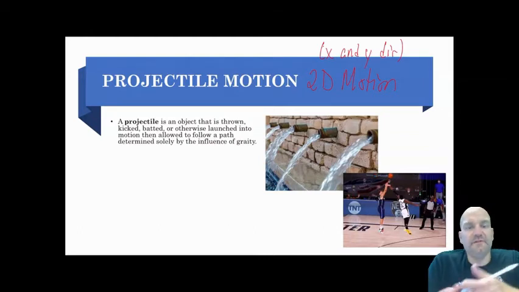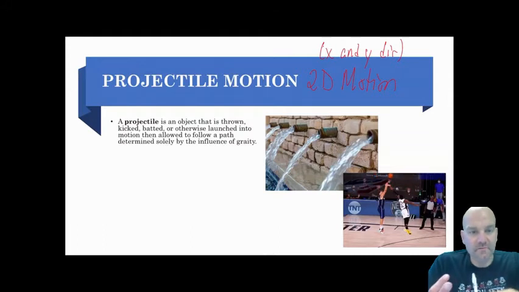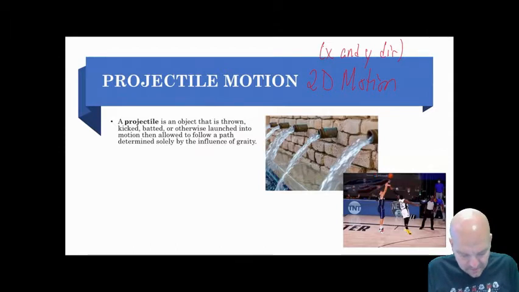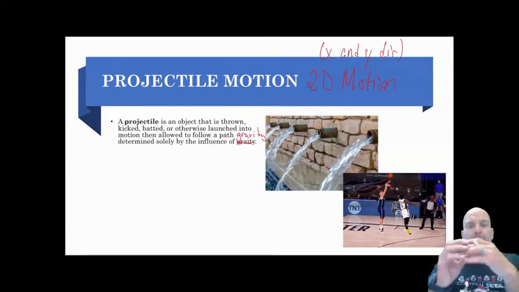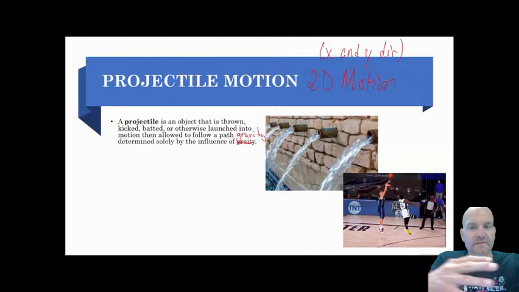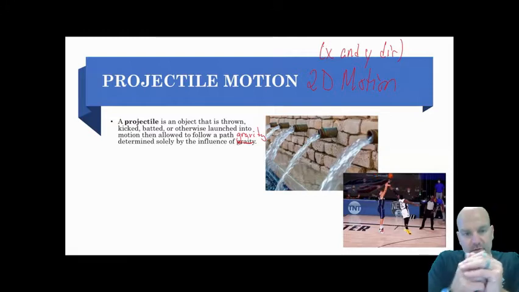So when it comes to projectiles, first we need to define what a projectile is. A projectile is any object that is thrown, kicked, batted, or otherwise launched into motion, then allowed to follow a path determined solely by the influence of gravity. This is very much like free fall. So you go free fall, then projectile motion, because the vertical direction of projectile motion is essentially free fall.